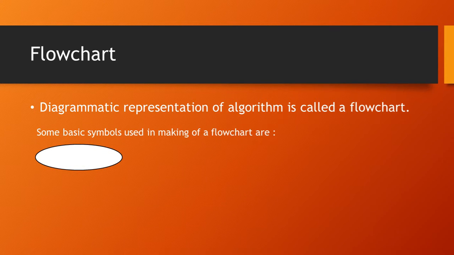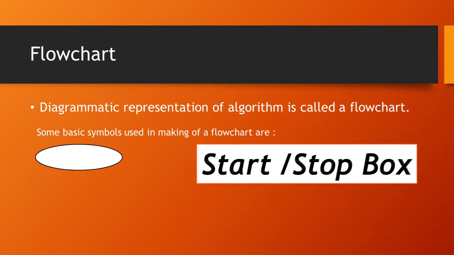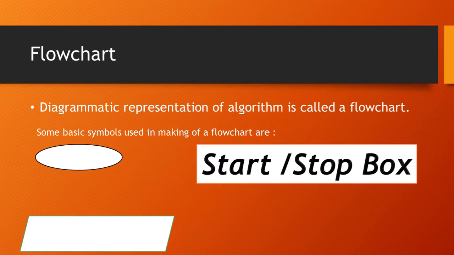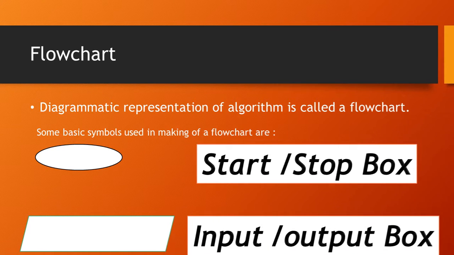For both purposes we use an oval shape, that is the start stop box. Next is to provide some input and to get the result. These two are very important things: to give something to the computer and to get the result. So for both purposes we use a parallelogram as a shape, and this is known as the input output box.